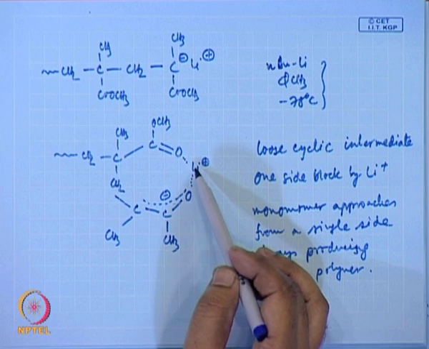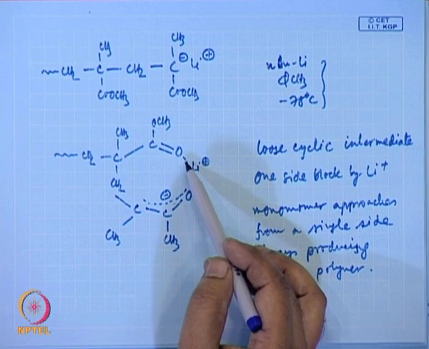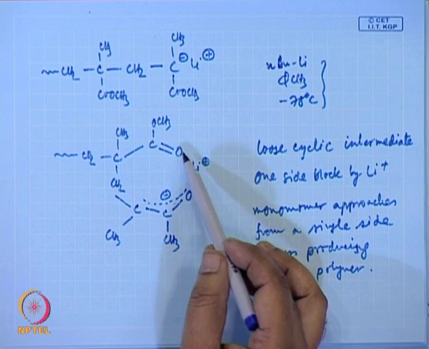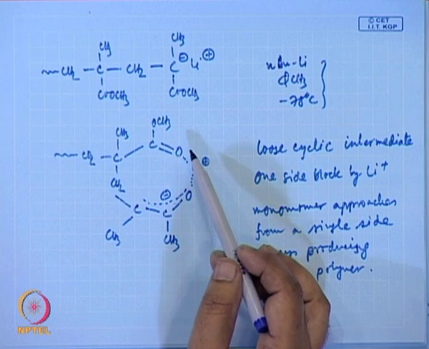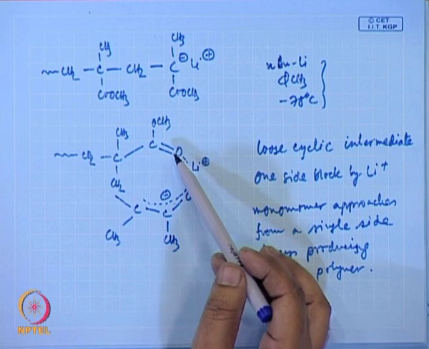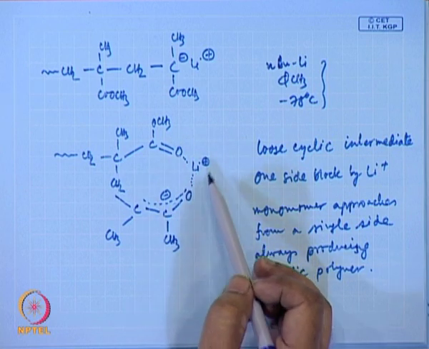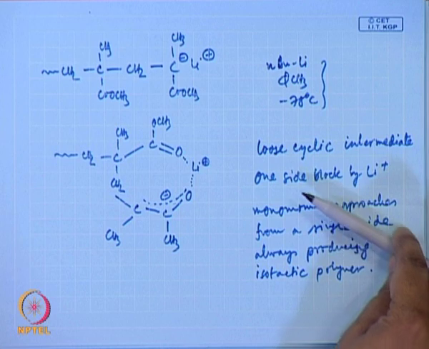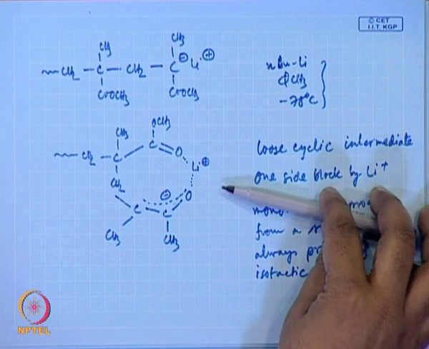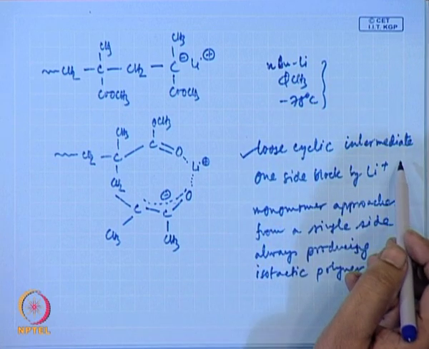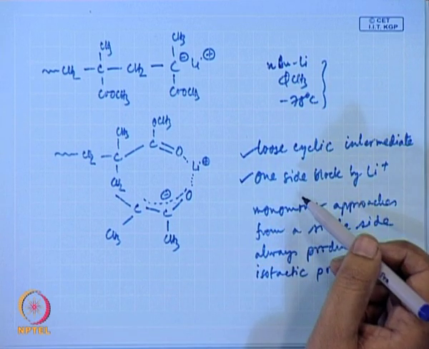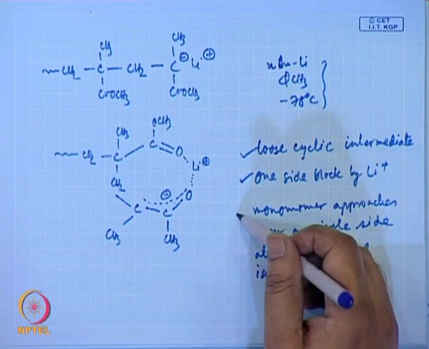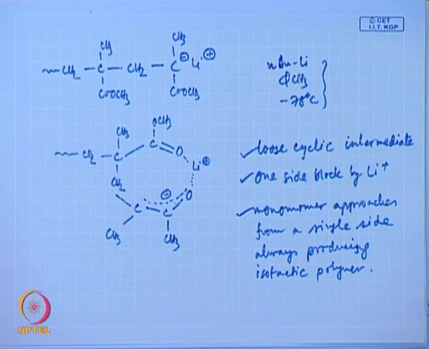So, this counterion helps in strong coordination between the active chain end and the polar substituent of another monomer residue present in the chain. If such a thing happens, then one of the sides is blocked, so the incoming monomer can approach from only one side. So, there is a loose cyclic intermediate formation and one side is blocked by lithium. The incoming monomer can approach only from a single side, always producing an isotactic polymer.